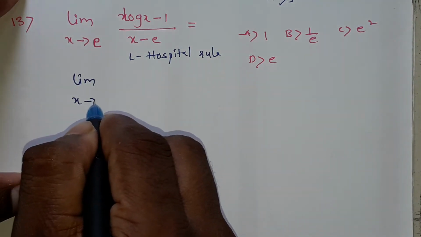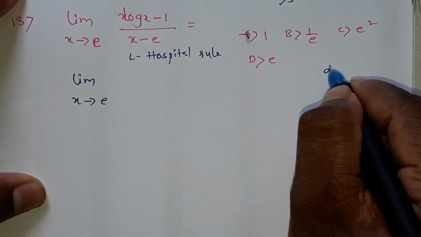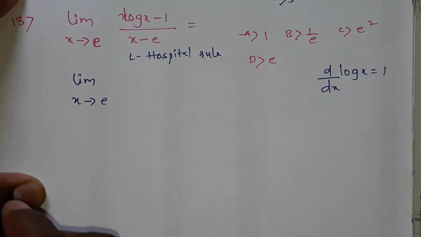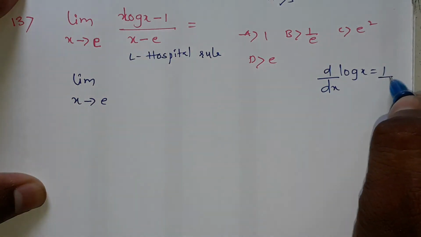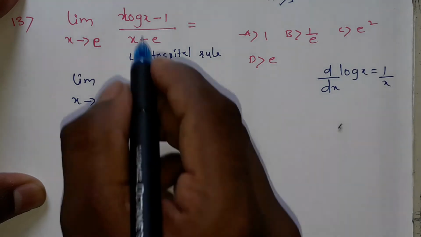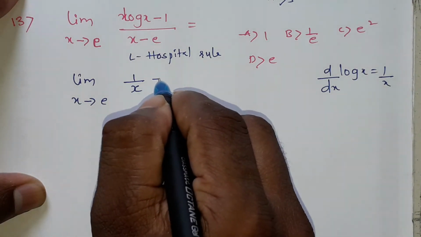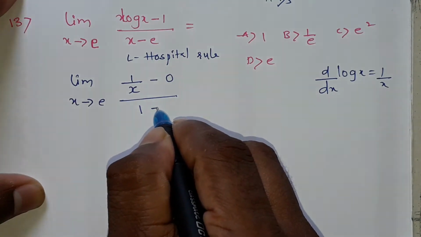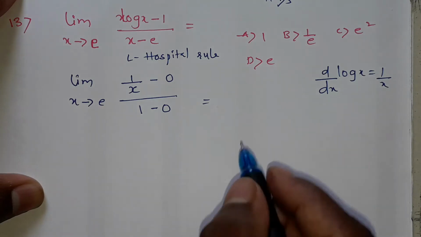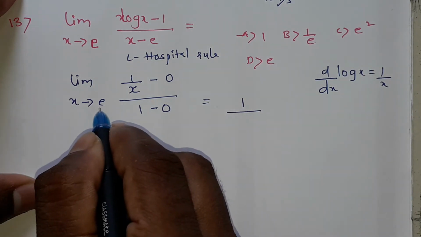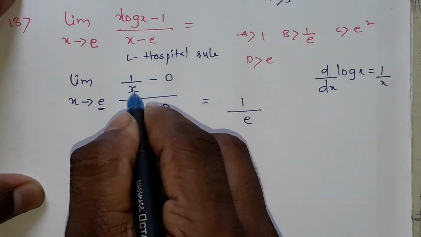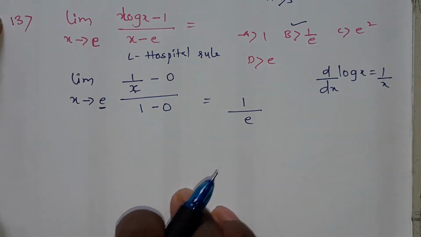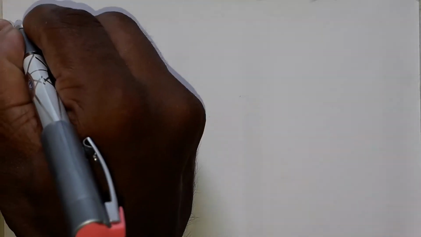Limit extends to e, d by dx of log x, derivative of log x is 1 by x, derivative of constant value is 0. Derivative of x value is 1, derivative of e is a constant, so we take 0. Substitute the values. X limit value is e. In place of 1 by x, in place of x we substitute e. Answer is 1 by e. Next question, 14th one.